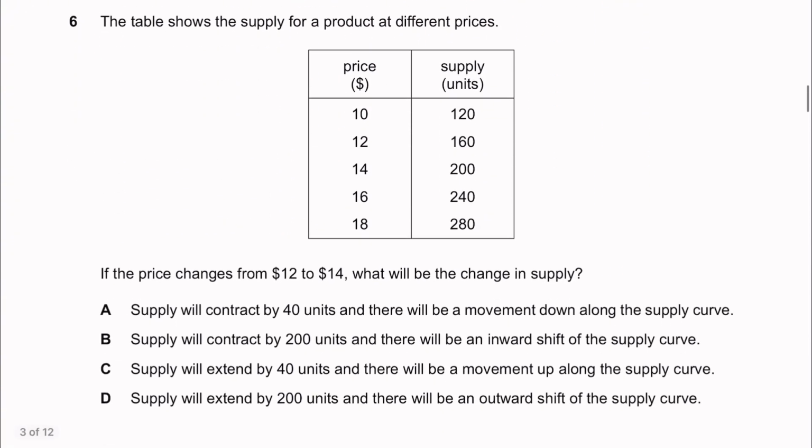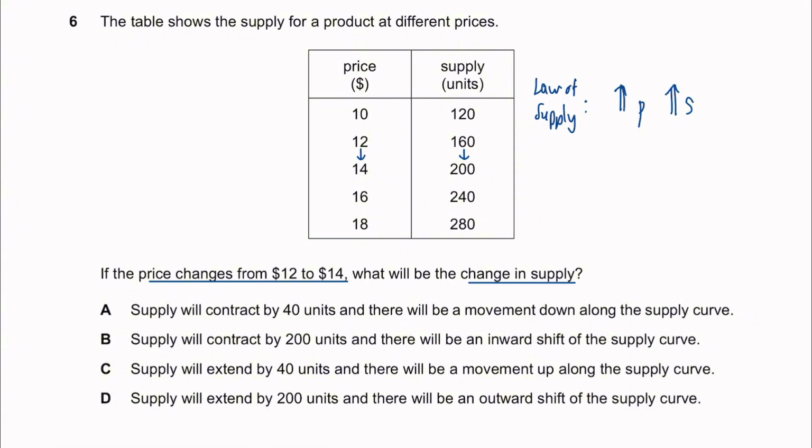Okay, question 6. The table shows the supply for a product at different prices. If the price changes from 12 to 14, what will be the change in supply? So right now, let's see the table. When the price is 10, supply is 120; at 12, 160. So this table fulfills the law of supply, that states that when there's an increase in price, there will be an increase in supply. Okay, so let's see, price changes from 12 to 14.